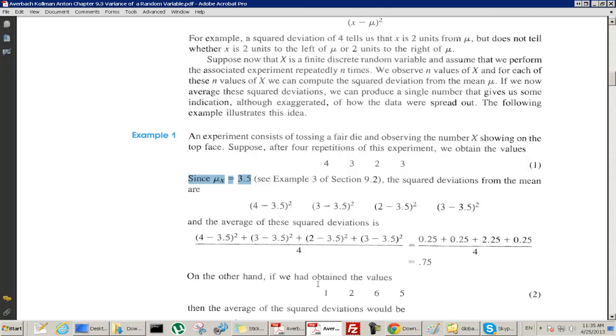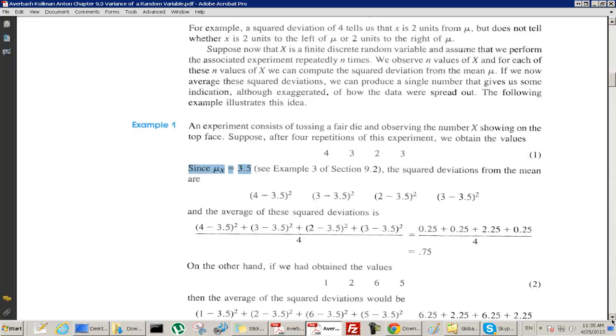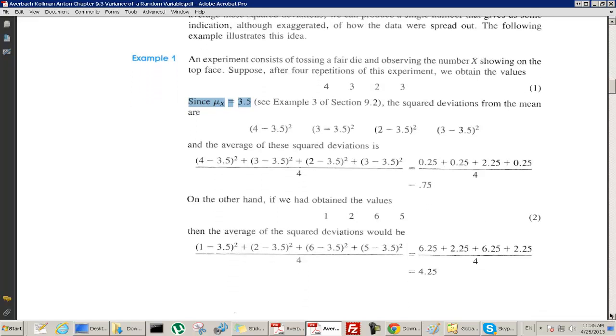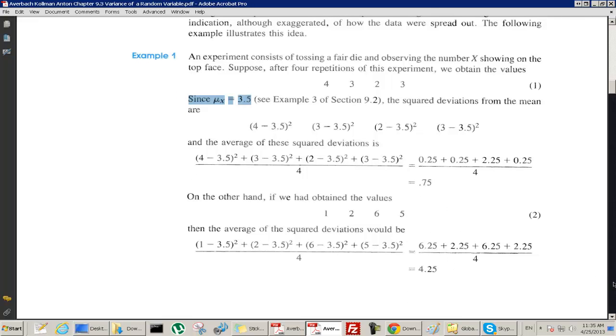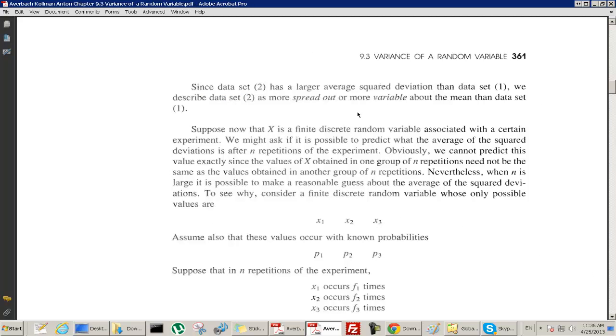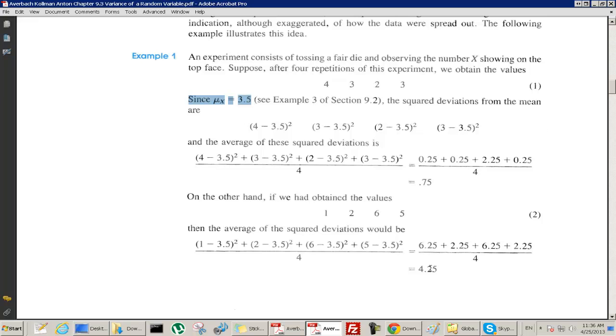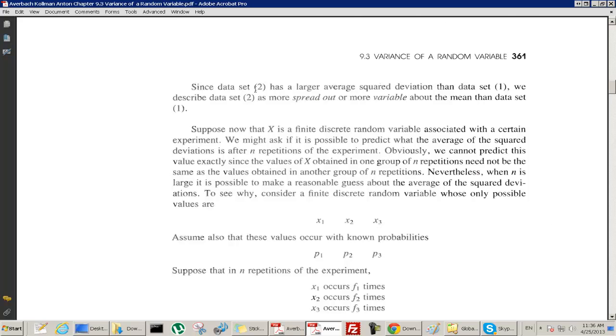On the other hand, if we had obtained these values, then the average squared deviation would have been 4.25. So we could have gotten this, or we could have gotten this. Since dataset 2 has a larger average squared deviation than dataset 1, 4.25 versus 0.75, we would say this dataset is more spread out around the mean than this one, which is basically true. You have things like 1 and 6 here, whereas you don't have things so far away from the center of 3.5. So we would describe dataset 2 as more spread out, or more variable about the mean, than dataset 1.